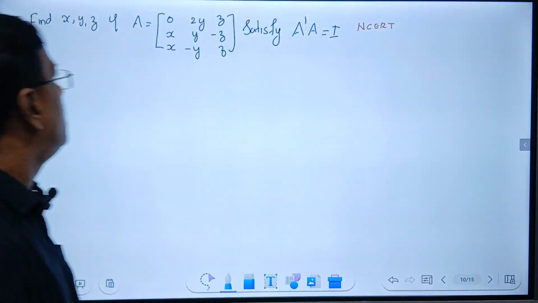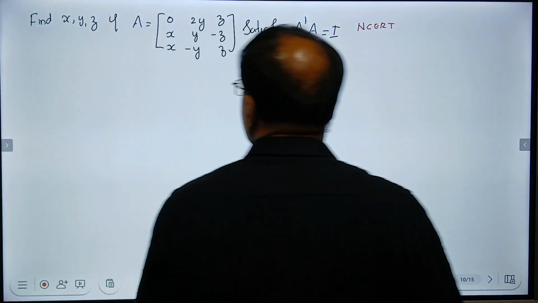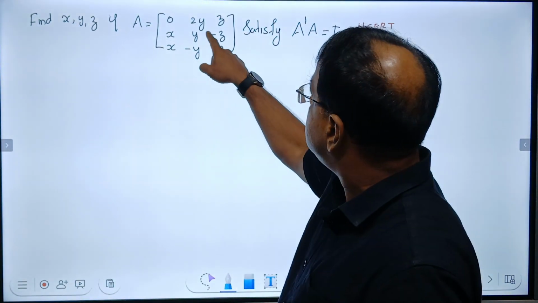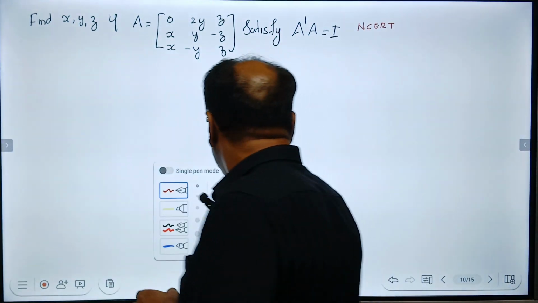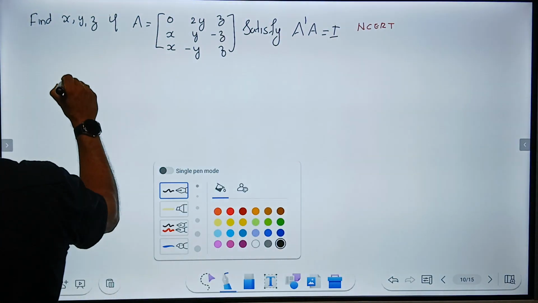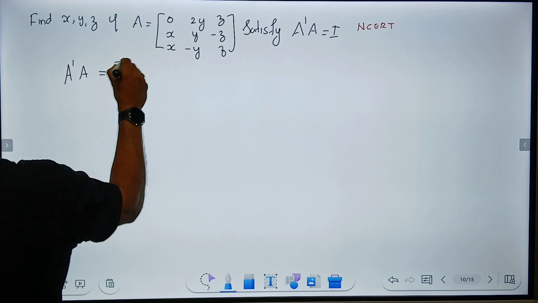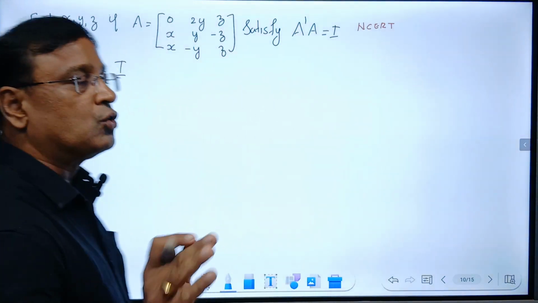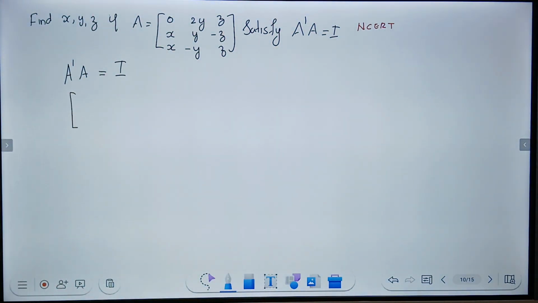Okay, let's move on. This is once again an NCERT question. The question here is, find the value of x, y, z if the given matrix A satisfies this condition. So what is the condition here? The condition here is A transpose A is I. You are given A. So what is transpose? Rows and columns to be interchanged. So how do you interchange rows and columns? Tell me.